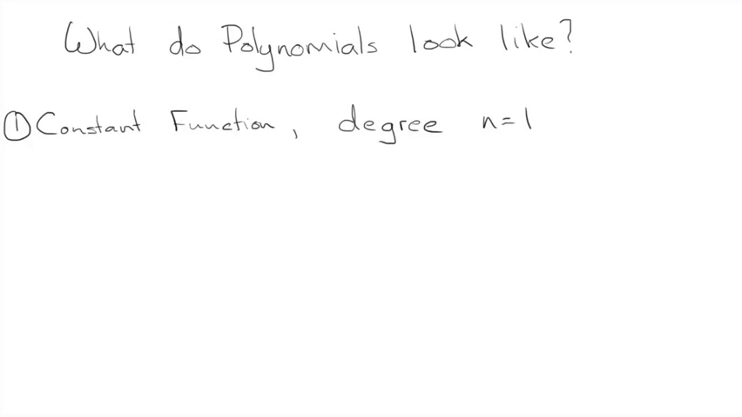In this video, I'm just going to give you a general overview of what some different polynomials look like. So we'll just start with the easy ones and we'll go up. We'll start with a constant function. Sorry, degree. A constant function has degree 0.